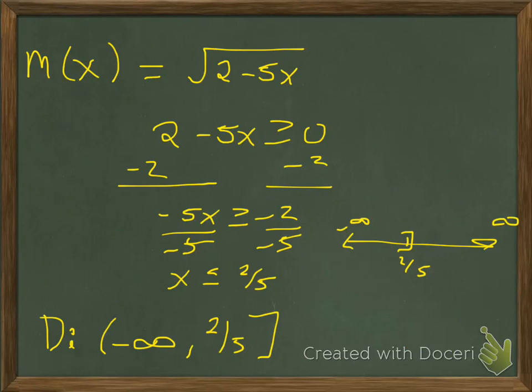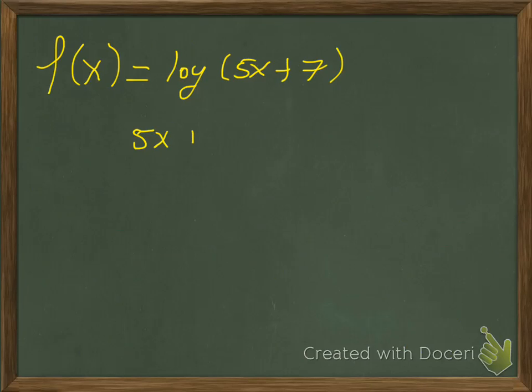Okay, and we'll do one with a logarithm just for fun. So we're going to do log of 5x plus 7. So the argument is 5x plus 7. That needs to be greater than 0, because a log is a happy creature. It does not like negatives, and it does not like zeros.